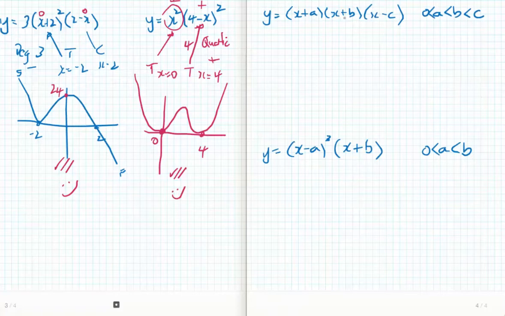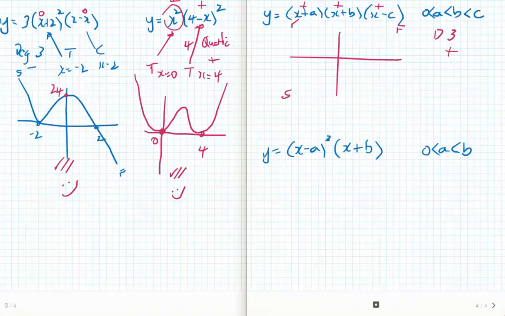(x + a)(x + b)(x − c). It's a degree 3, and this x is positive, this x is positive, this x is positive, therefore it's a positive degree 3. So it's going to start down here and finish up here.